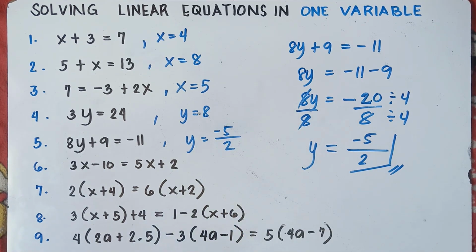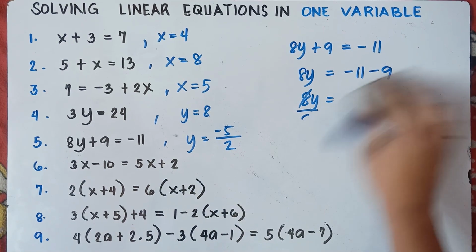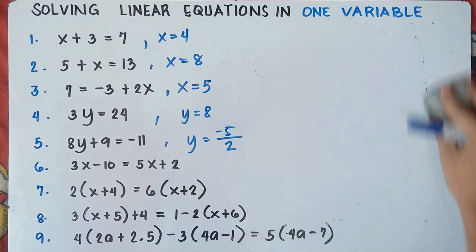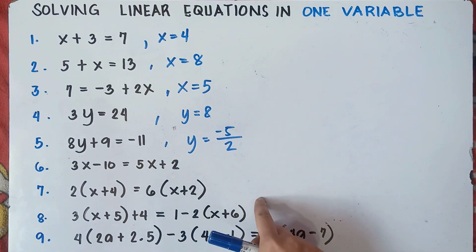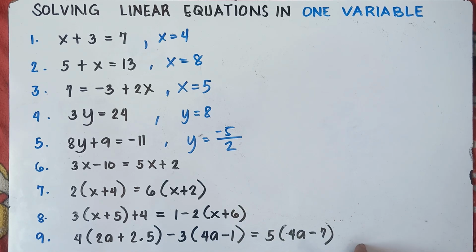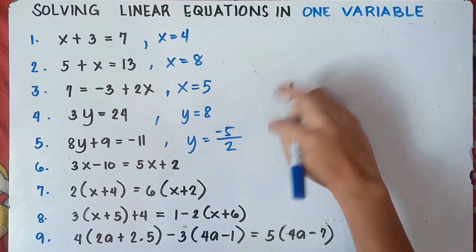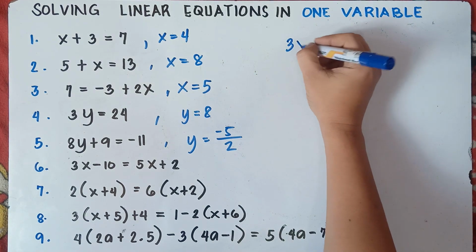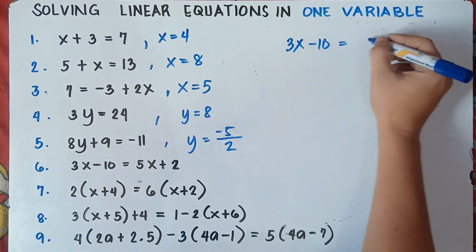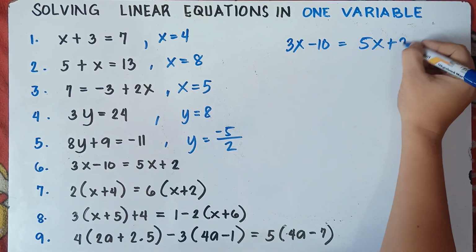So let's have number 6. We're almost there, the more complicated samples. And we have number 9. The sample is decimal for this parenthesis. So let's try number 6: 3x minus 10 equals 5x plus 2.